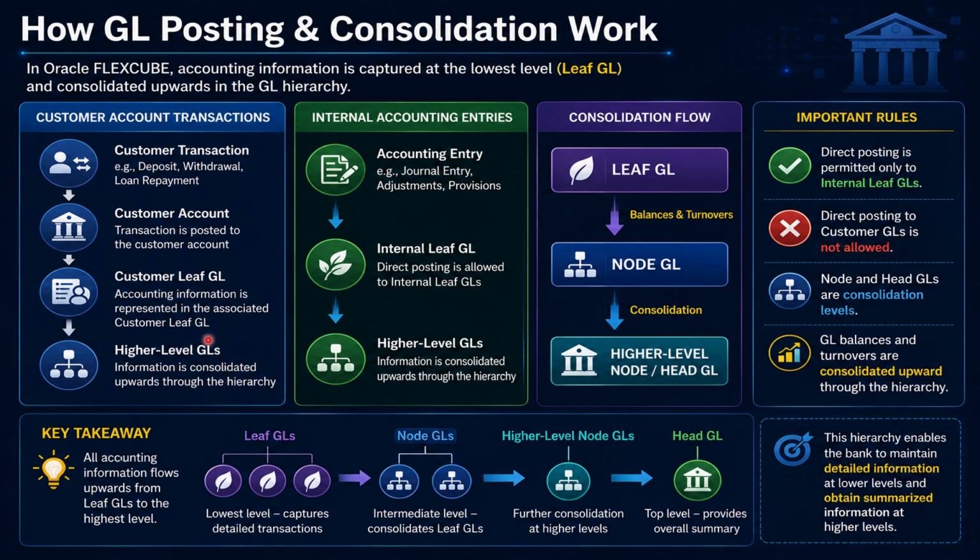For internal accounting requirements, entries can be posted directly to an internal leaf GL. From the leaf GL level, balances and turnovers are consolidated into the higher-level GL structure. Node GLs act as intermediate consolidation levels, allowing the bank to obtain summarized financial information at different levels of the chart of accounts. The key point to remember is that direct posting is allowed only to internal leaf GLs. Direct posting to customer GLs is not permitted, while head and node GLs serve as higher levels in the GL structure for consolidation.